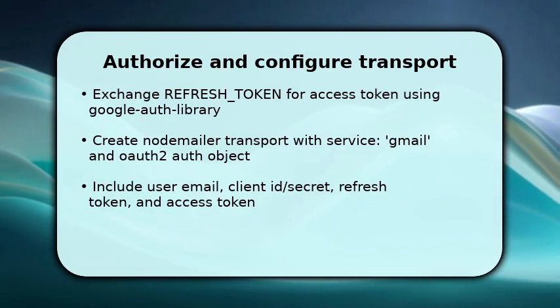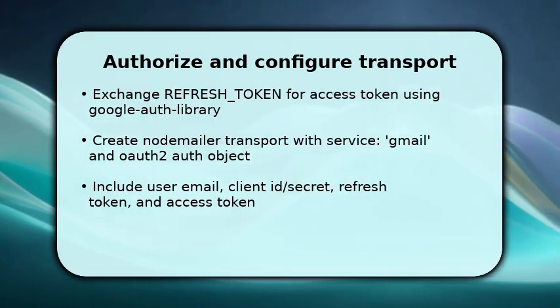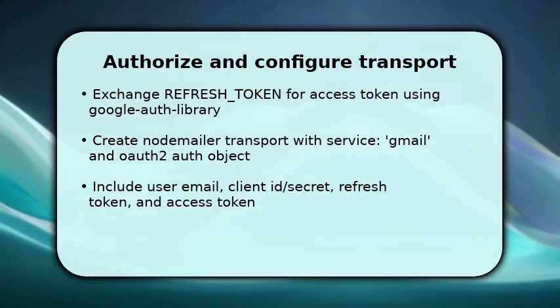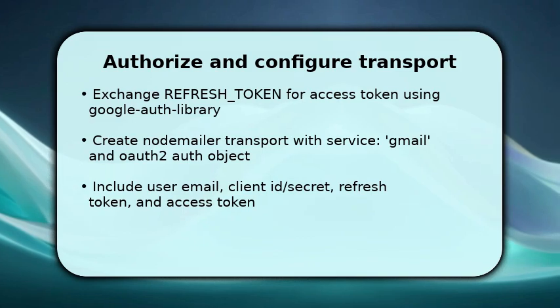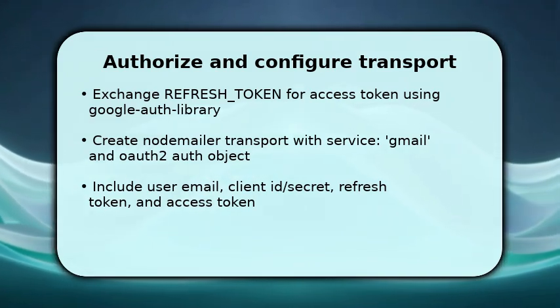Next, build a Nodemailer transport using service Gmail and an auth object of type OAuth2 that includes user, client ID, client secret, refresh token, and the access token. Once configured, prepare your mail options from, to, subject, text/HTML and use transporter.sendMail. Make sure to renew tokens automatically in production.